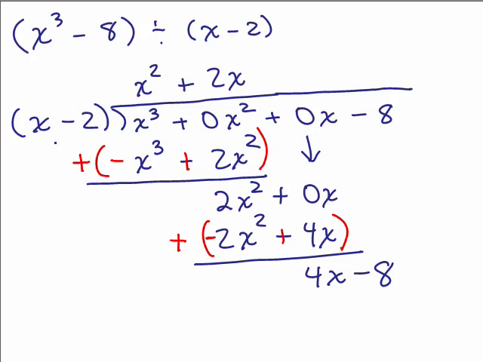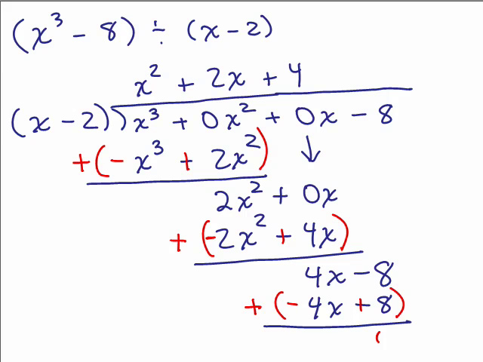All right, x times what will give you 4x? 4. So I've got 4x, and 4 times negative 2 is minus 8. And now we're going to subtract. So I'm going to add and change signs again. Great. 0 remainder. Cool, no remainder. So x cubed minus 8 divided by x minus 2 is actually right here. X squared plus 2x plus 4.